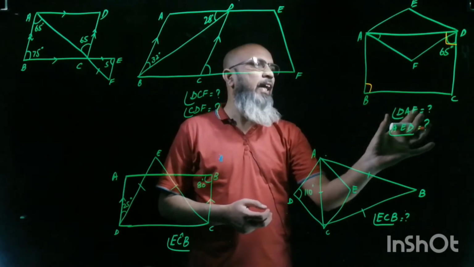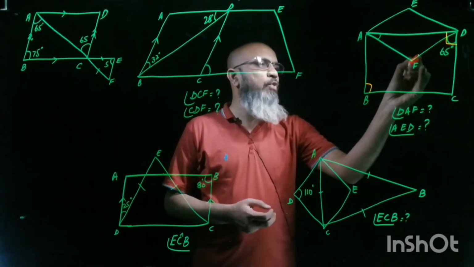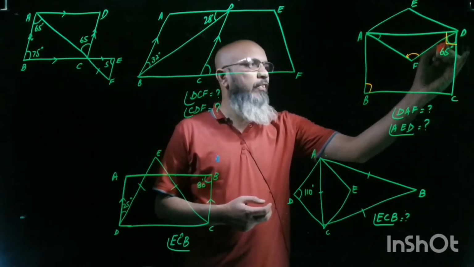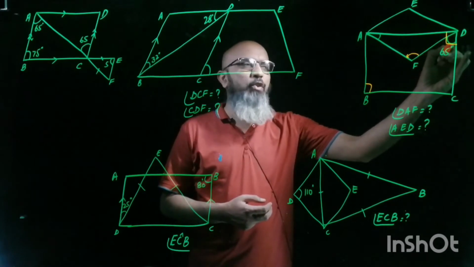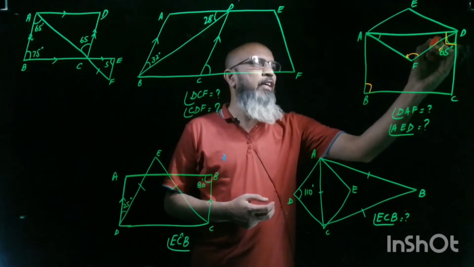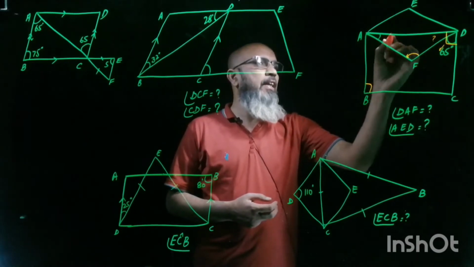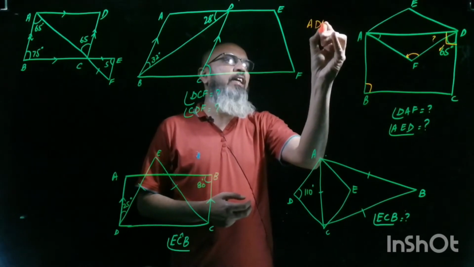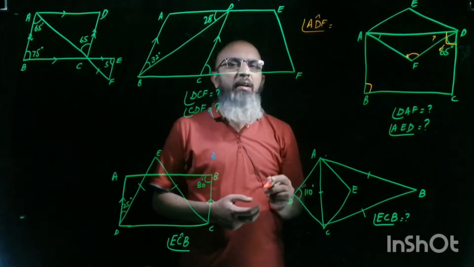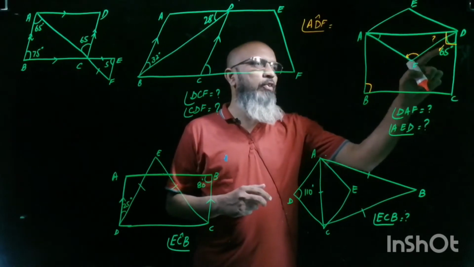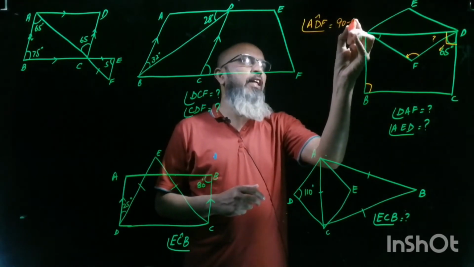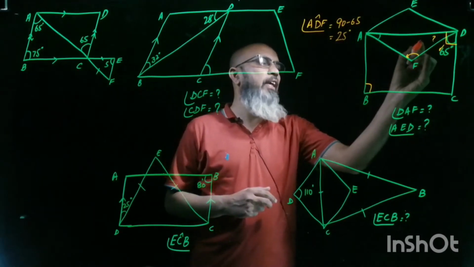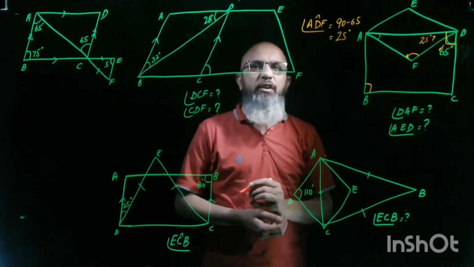First we will see what we have to find. We have to find DAF. What is DAF? It means we have to find this angle, right? First look at this. This is a rectangle. This angle must be equal to 90 and this portion is 65. So what will be this angle? This angle is ADF. How can you find this angle? Very easy. The sum of these two angles is equal to 90 degrees. So when you subtract 65 from 90 degrees, you get your answer, that is 25 degrees.